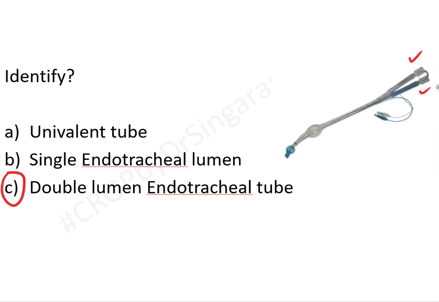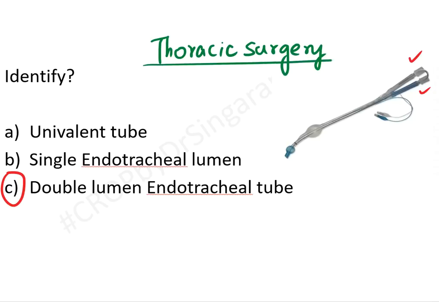So why do you need this type of tube? The double lumen endotracheal tube is usually used during thoracic surgeries. See what happens in case of thoracic surgery. Suppose they are operating on a single lung. They want the ventilation to continue in the other lung. This is called selective ventilation. One of the lumens would be open and that lung will take part in the ventilation. Are you able to follow? Whereas the other lung would be operated upon. This is the purpose of the double lumen endotracheal tube.